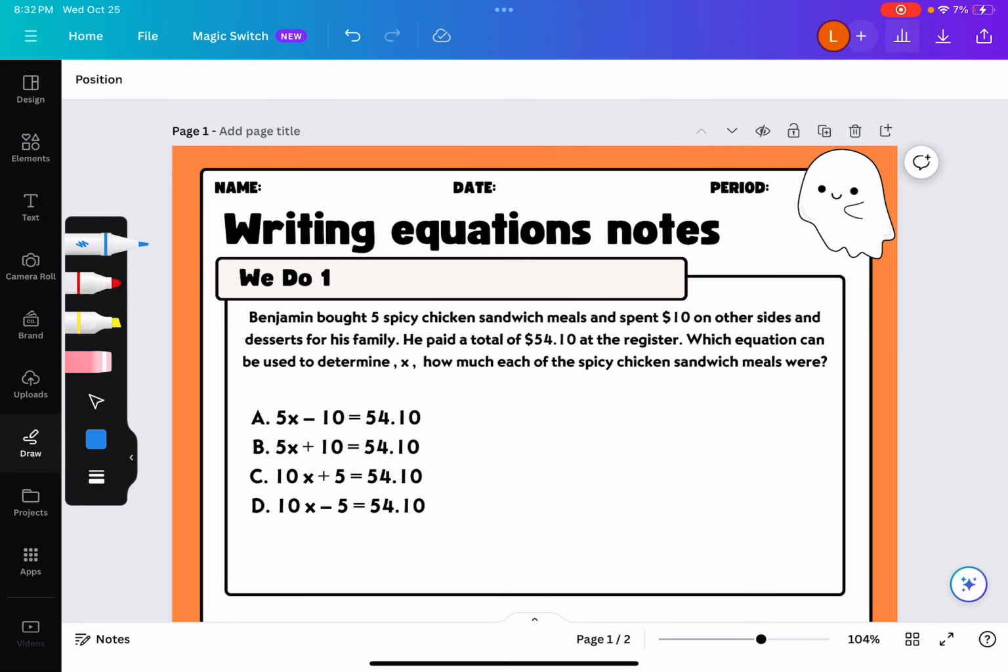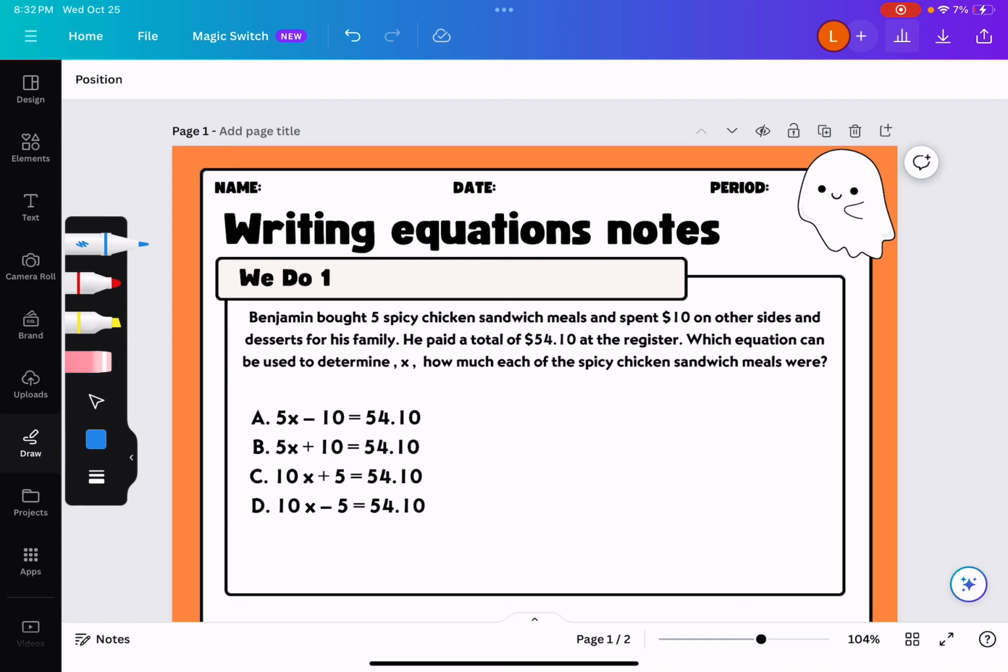Alright, boys and girls, so today we're going to be writing equations. So our first problem is a we do, so we're going to go ahead and work it out together. Then you have a you do, and then another we do, and then another you do before moving on to your practice. Okay, so let's start with the first we do.